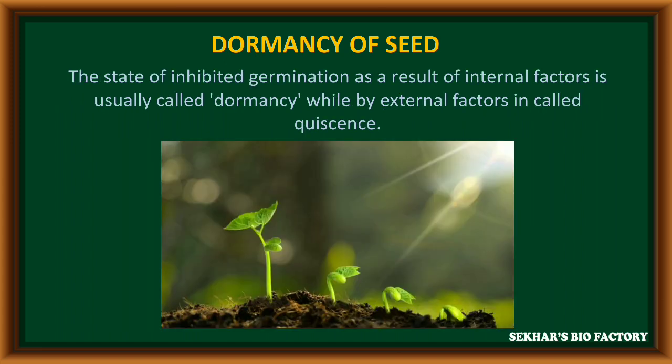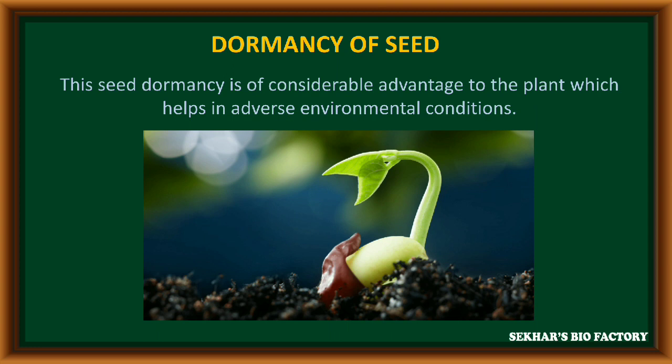The state of inhibited germination may take place due to either an external factor or an internal factor. If seed germination is inhibited by an internal factor, such a condition is called dormancy. If seed germination is inhibited by an external factor, that phenomenon is called quiescence. Seed dormancy is a considerable advantage to plants. It helps them sustain various adverse environmental conditions.